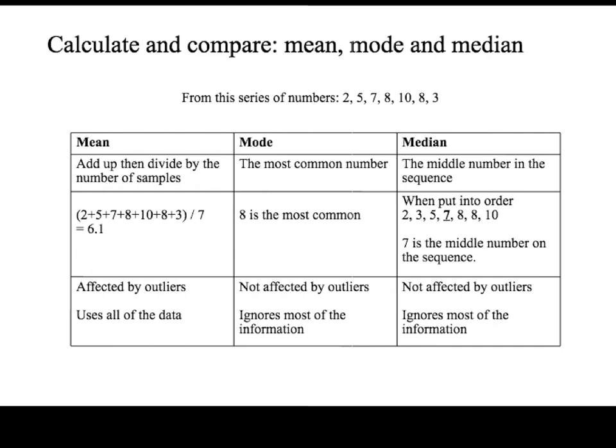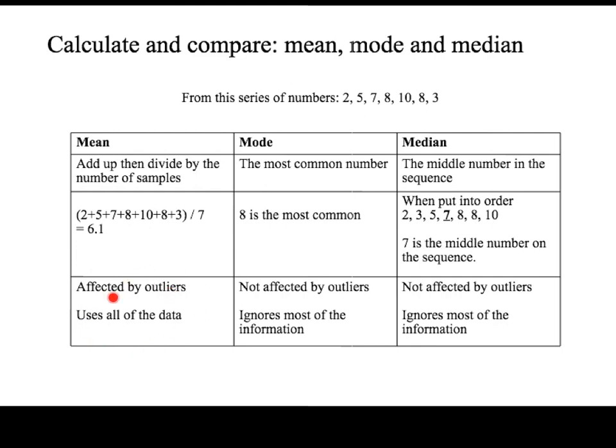So to do a median, you've got to place them in order. So we've ranked these numbers in order from 2 to 10, and there are 7 different numbers. The fourth number is the middle. You can see the 3 numbers either side of 7, so that is the middle number, so 7 is the median.